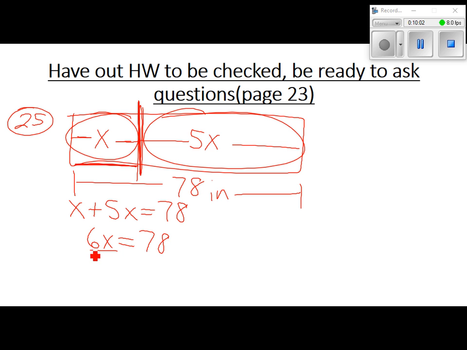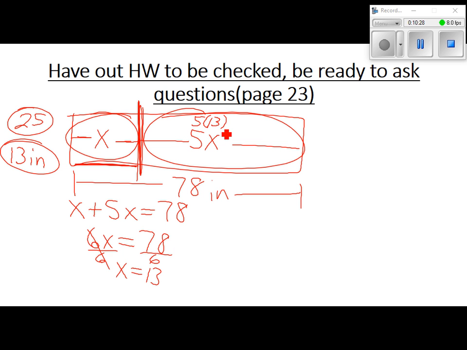Now what? Divide by 6. What's x equal? 13. Is that our answer? No. Oh, for part of it. So one part of the board is how long? 13 inches. That's part of our answer. How are we going to find the other part? 5 times 13. I don't have a calculator. 65.